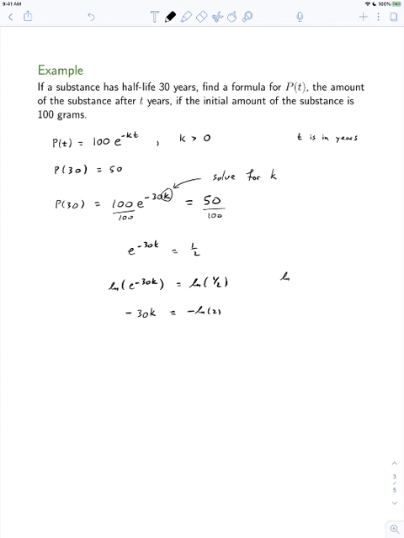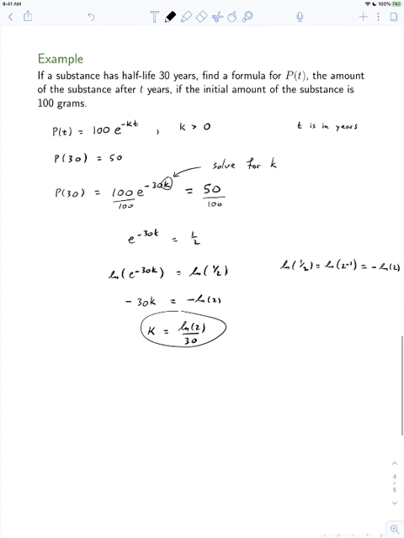And that's going to equal minus ln of 2. Again, ln of 1/2 is equal to ln of 2 to the negative 1, and using the powers of logarithms, that minus sign comes out, and it's minus ln of 2. That's supposed to be a 2 there. There we are. So what does this tell us? This tells us that k is equal to ln of 2 over 30. So that tells us what k is.